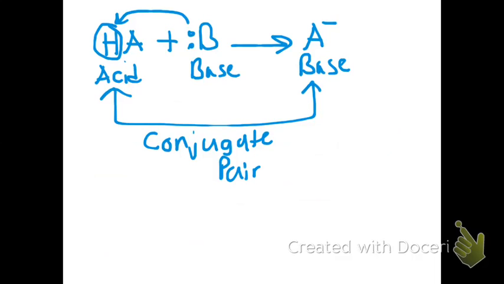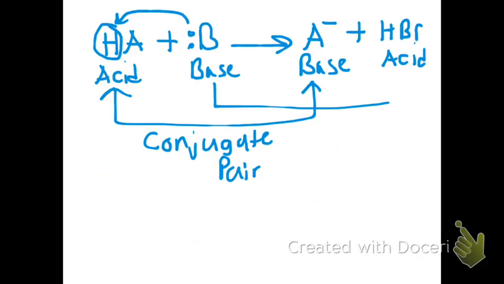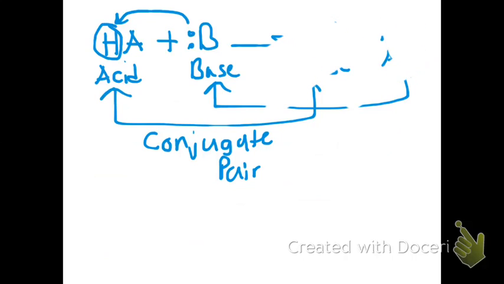Alright? My base is going to gain an H plus, so my base now becomes an acid because it has an extra H plus. So this is the acid. And this is the acid-base conjugated pair. Again, we see that an acid, when it donates an H plus, will now become the base, and the base which picks up the H plus now becomes the acid, and we form acid-base conjugated pairs. So let's take a look at some real examples.